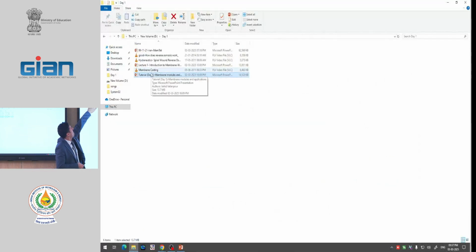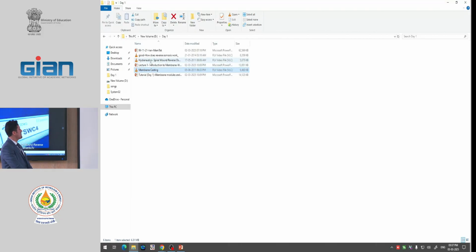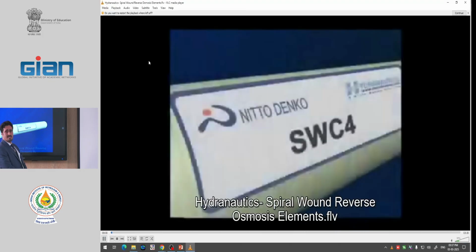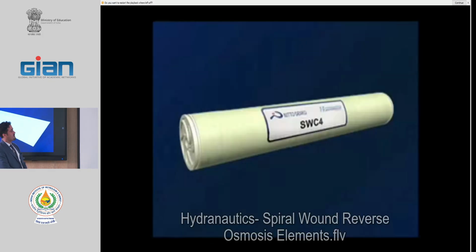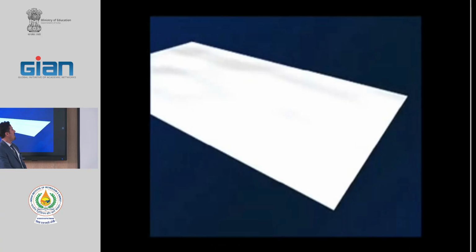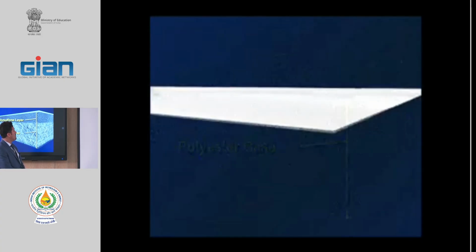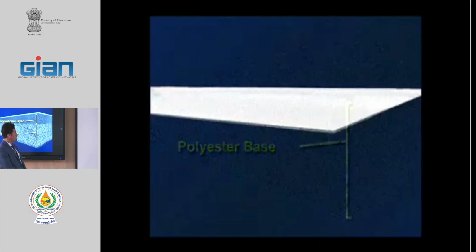Hydronautics. This is similar to the first video. Hydronautics is a membrane production factory. This is also similar, showing how to prepare the membrane module, with a microporous polysulfone layer.